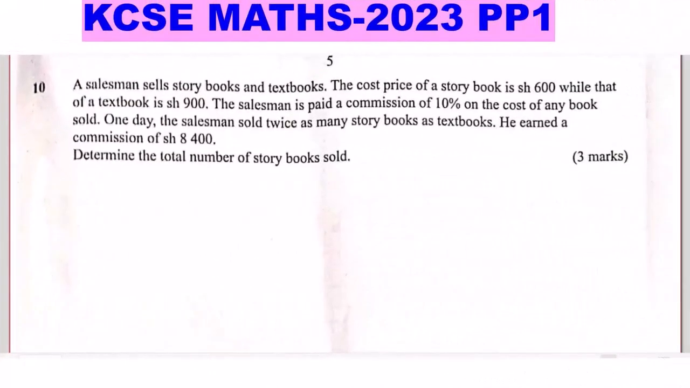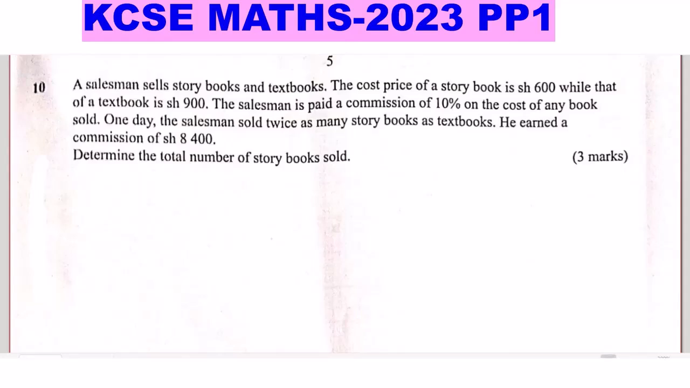Question 10. A salesman sells storybooks and textbooks. The cost price of a storybook is 600 shillings, while that of a textbook is 900 shillings. The salesman is paid a commission of 10% on the cost of any book sold. One day, the salesman sold twice as many storybooks as textbooks. He earned a commission of 8,400. Determine the total number of storybooks sold.